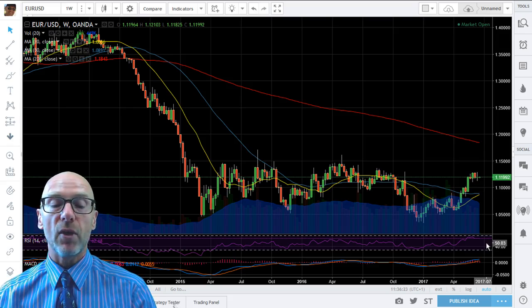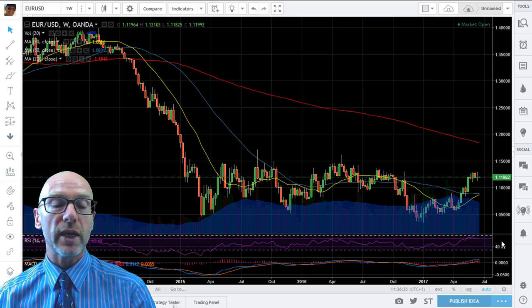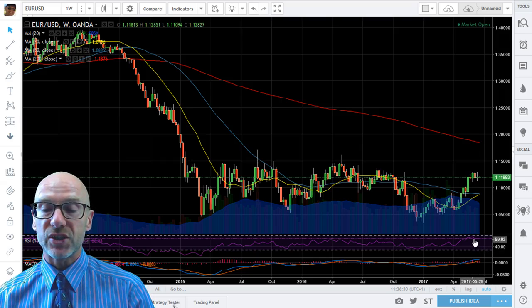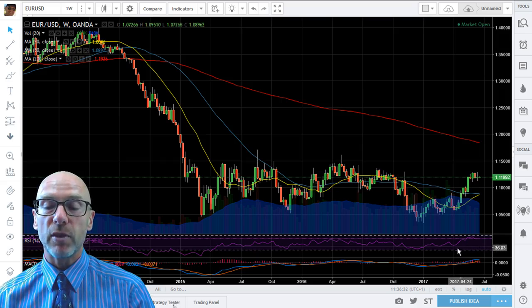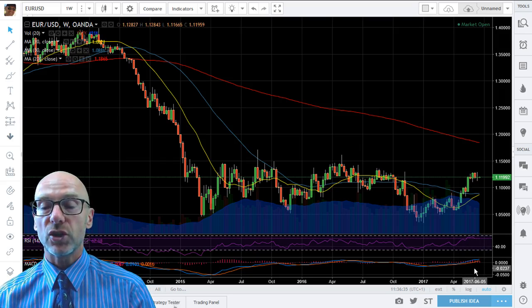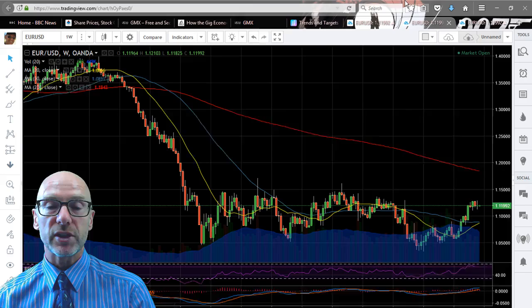Here the RSI is still quite high at 63, and is still indicative of positive momentum. It's still in its uptrend, and also the MACD are still positive.